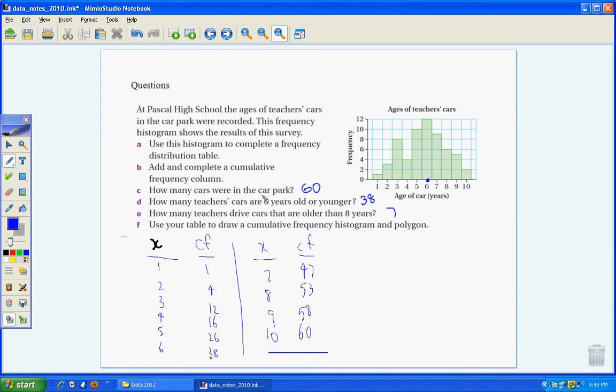So that allows me to answer question C, which is how many cars in the car park. There's 60 all up. That's where that comes from. How many teachers drive cars that are 6 years or younger? So okay, look at the 6 years or younger. Well, we go back, so it'd be 38, because that's the cumulative frequency to 6 years.